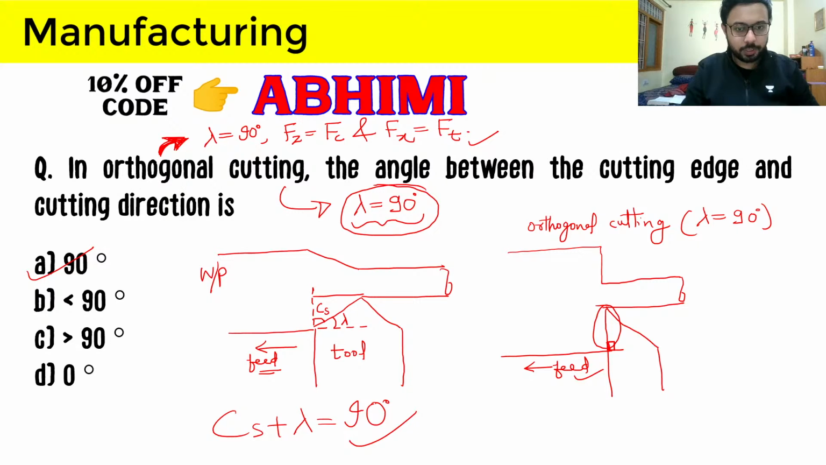So let's continue our discussion. We just discussed very neatly why in orthogonal cutting the angle between the cutting edge and cutting direction is 90 degrees. I have shown you that in the general, standard cutting operation that we study, lambda is not necessarily 90 degrees, that is, the approach angle is not always 90 degrees, but for orthogonal cutting we assume that.